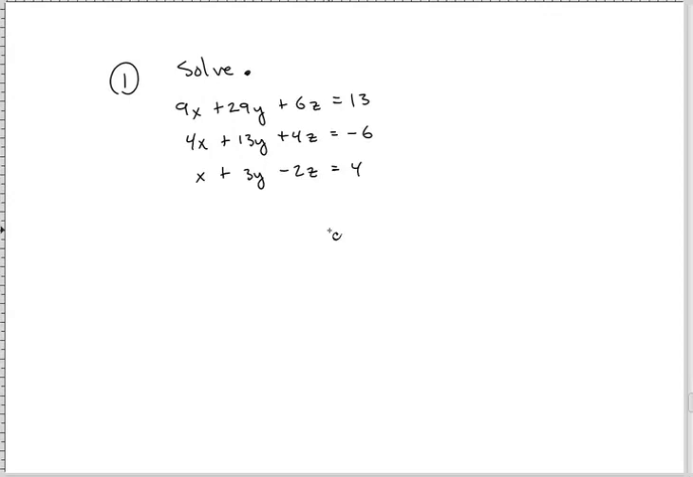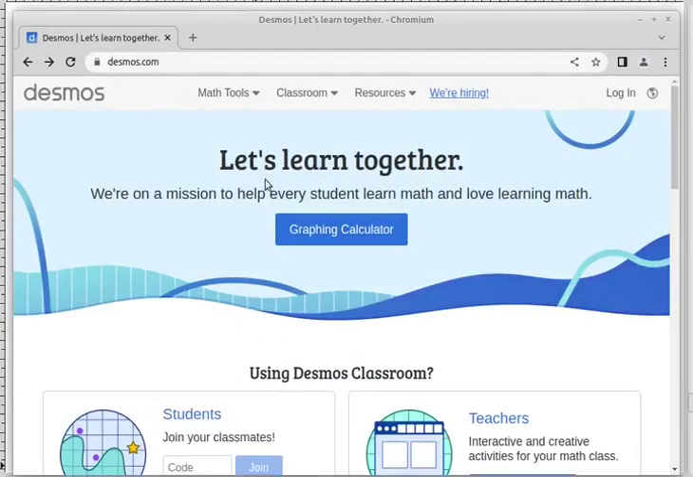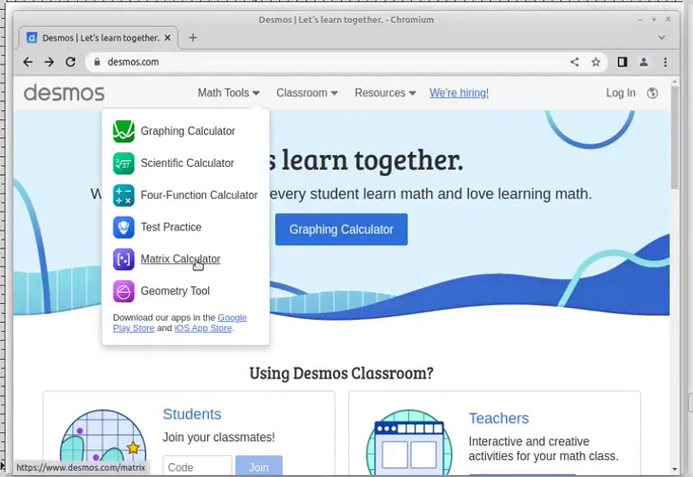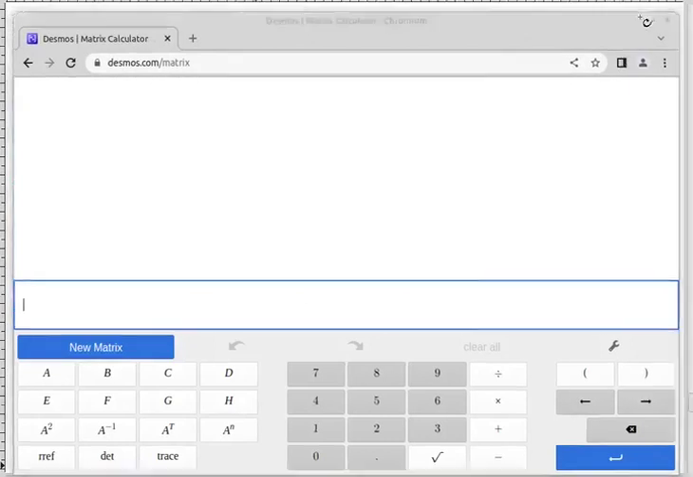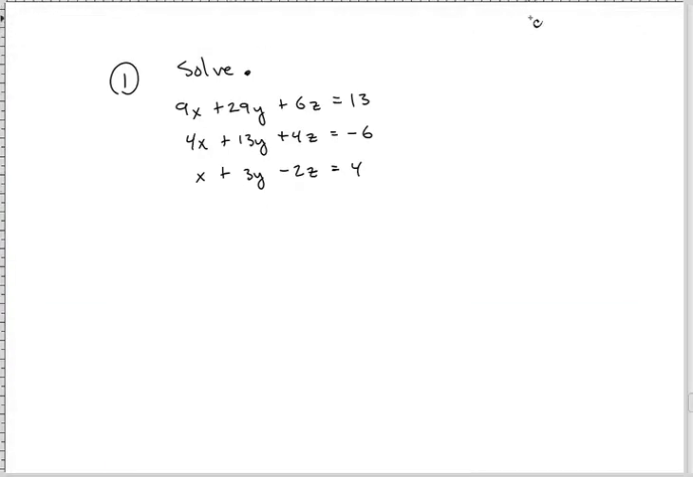And I'm going to pull up Desmos matrix calculator. So we go to Math Tools, Matrix Calculator, and I'm going to put this thing in. And just like last time, I'm going to need to have this a little bit smaller for me to be able to write it back and forth kind of quickly. So, if you don't mind.